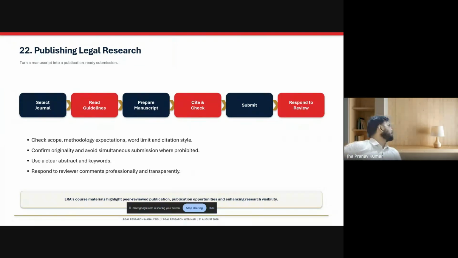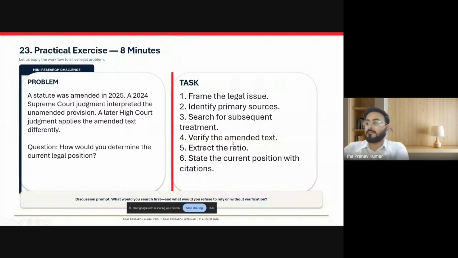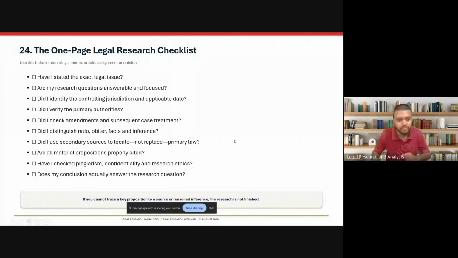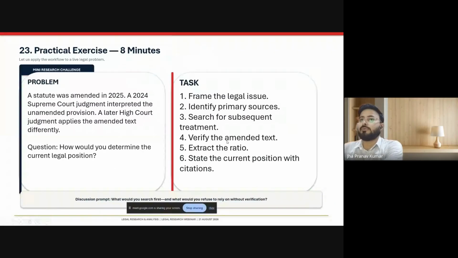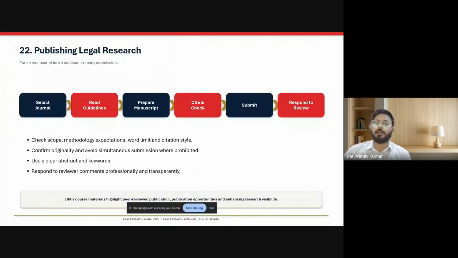Just a second, is my screen visible? Yes, sir, it's visible, sir. Okay, because I could not see it on my own. Just a second. Yeah, ठीक है.